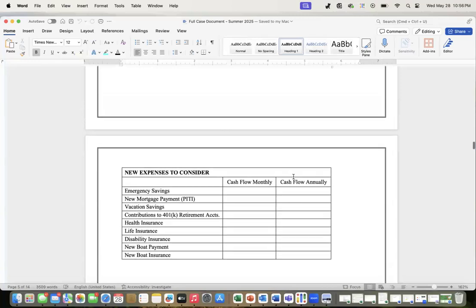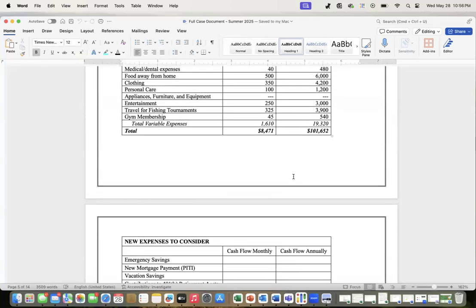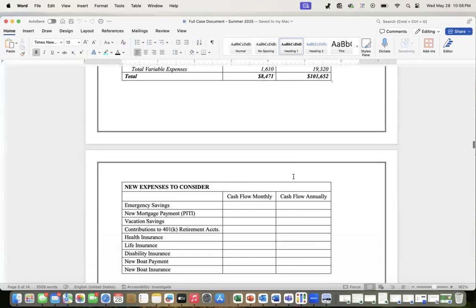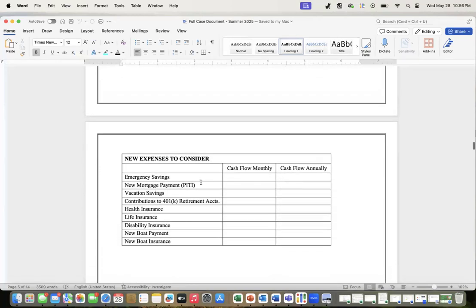So on the previous page, we have their current income and expenses, but these are the new things that they want to bring on in relation to their goals. They want to establish some emergency savings. They're thinking about potentially buying a new home. They want to make sure that they have money available for vacations.